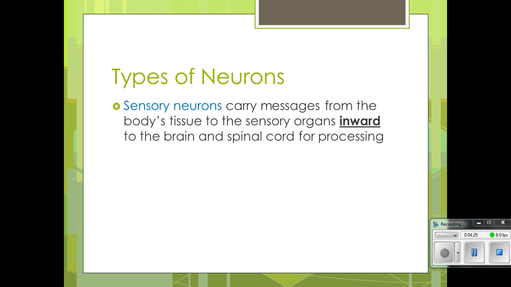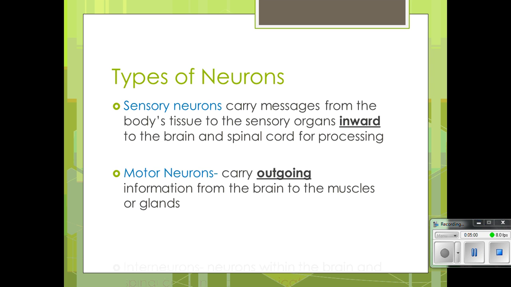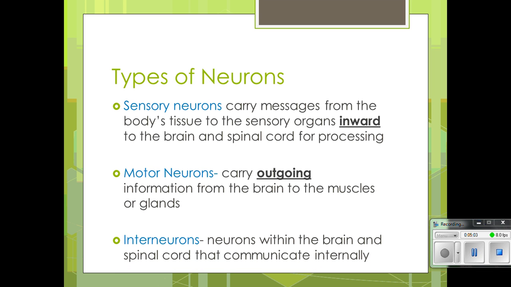Okay. First one is sensory neurons. They carry messages from the body's tissues to the sensory organs, and then they go inward to the brain and the spinal cord for processing. So let's say I just stepped on a tack. Okay. Before I even register that that's pain, okay, that message goes from my toe to my nerve, up my leg on the nerve, to the spinal cord, all through a sensory neuron. Okay, and then it goes up to the brain.